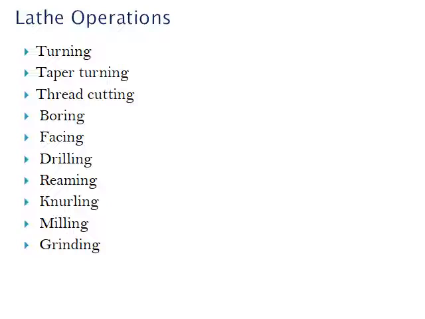At that time the tool is moving parallel to the axis of the workpiece. In facing operation, to reduce the length of the given workpiece, suppose 100 mm and as per your requirement 90 mm is required, you have to remove 10 mm of material. At that time the tool is moving perpendicular to the rotation of the workpiece. These two points are very important: turning is to reduce the diameter, facing is to reduce the length. In turning operation, the tool movement takes place parallel to the axis of rotation of the workpiece. In facing operation, to reduce the length, the tool movement takes place perpendicular to the axis of rotation of the workpiece.